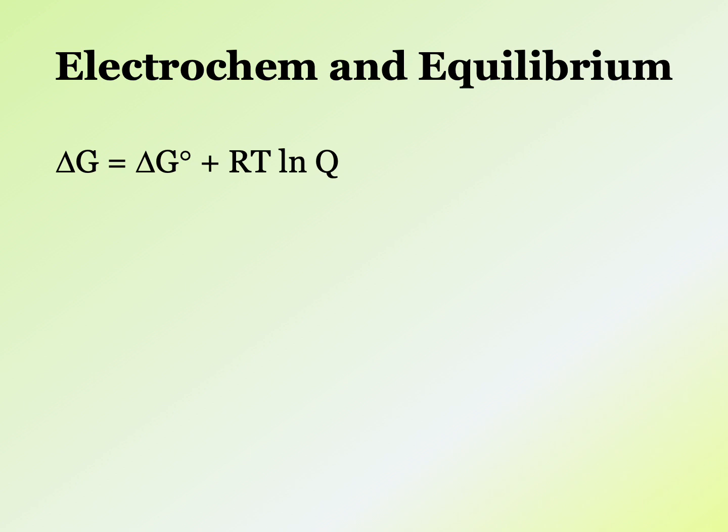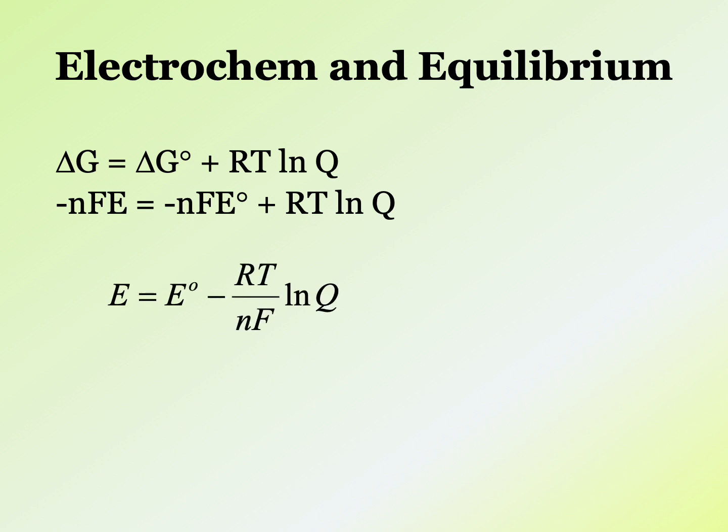One thing that they derive, and this is not explicitly on your reference sheet, there's another form of it. We talked about how you can get delta G and delta G naught from different situations. We could substitute in delta G for the negative nFE to get this formula that is on your reference sheet. This is our Nernst equation.